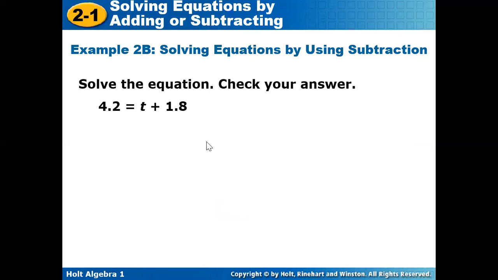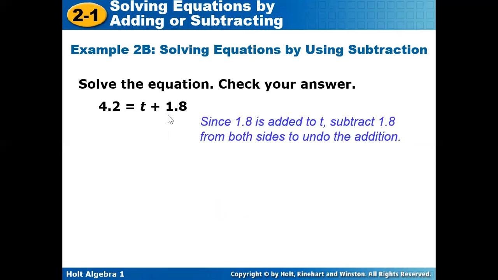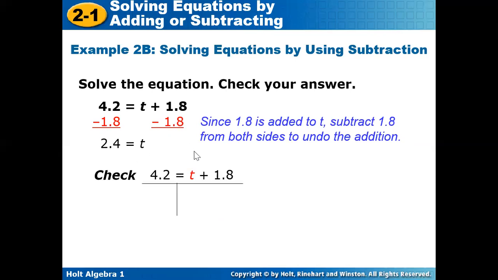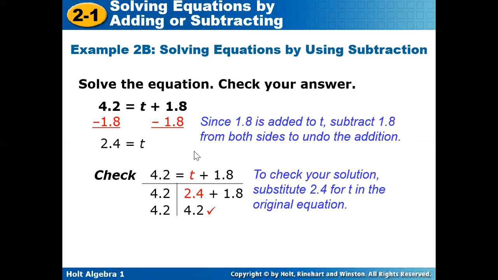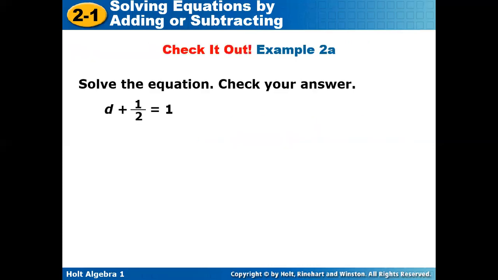So we're looking at the same basic thing here with decimals. Go ahead and give this one a try on your own. Pause the video. So since we're adding 1.8 to the t, we're subtracting 1.8 from both sides, right? Opposite operation here. 4.2 minus 1.8 does equal 2.4, and these cancel out. And you can substitute it back in and check your answer.